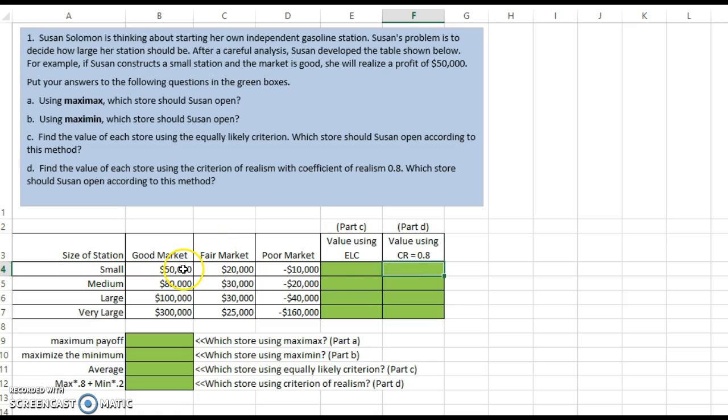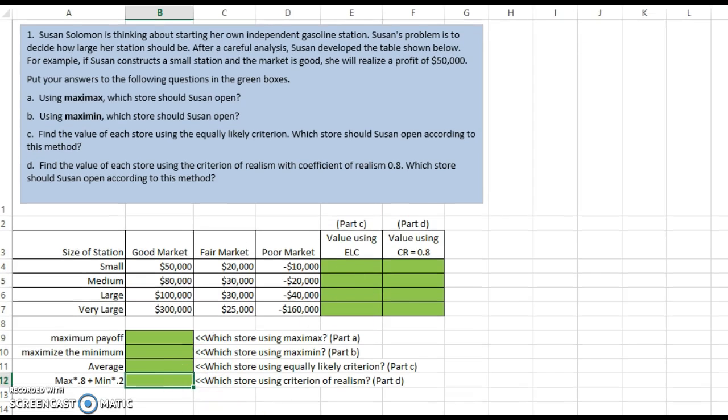So on each of these lines, you're going to take the maximum times 0.8 and the poor times 0.2 and get your criterion of realism result here. Then you'll determine which one of these we should choose based on that information. So make sure you read up on that in the textbook, because that's the only one that's a little bit different, and it uses a new formula that you'll have to make sure you have correct in order to select the right choice there.